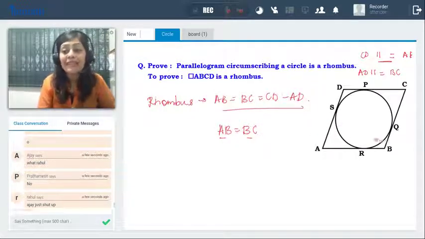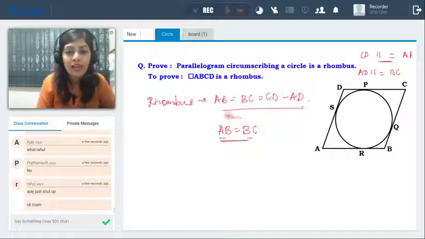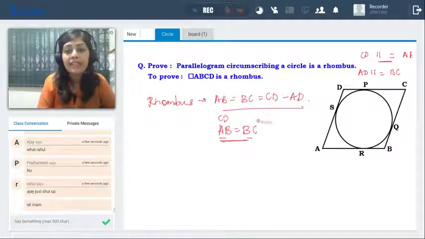Okay, so AB and BC are just adjacent sides and we will only prove these two sides equal. Why? Because we know AB is already equal to CD. BC is already equal to AD.